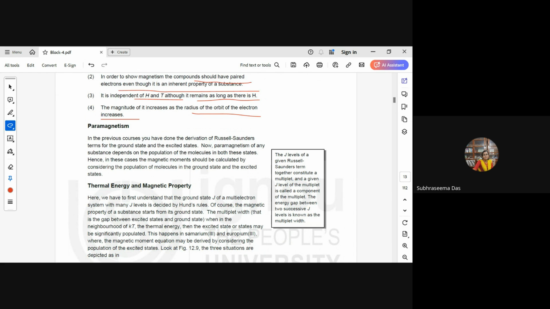Now coming to paramagnetism. Paramagnetism of any substance depends upon the population of the molecules in both the ground state and the excited state. Hence, to calculate the paramagnetic property, the magnetic moment should be calculated by considering the population in both the ground state and the excited state.